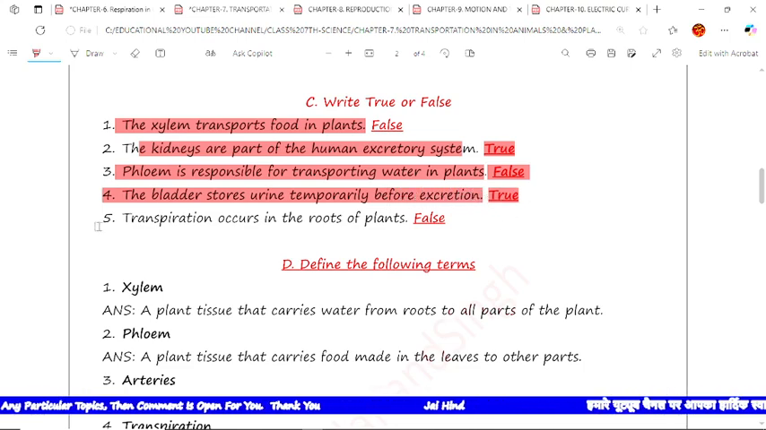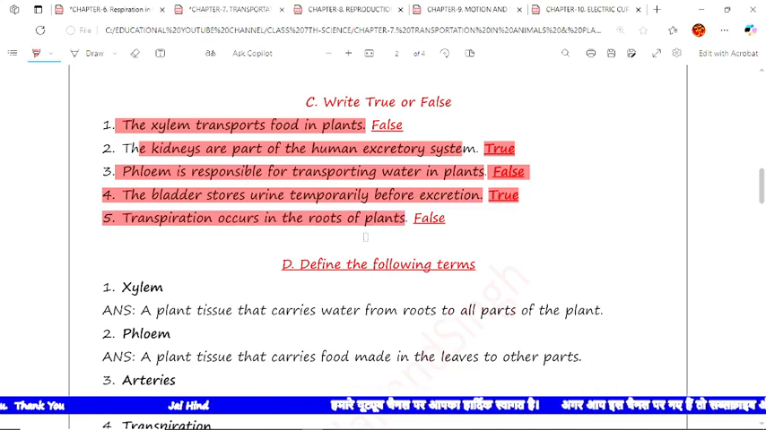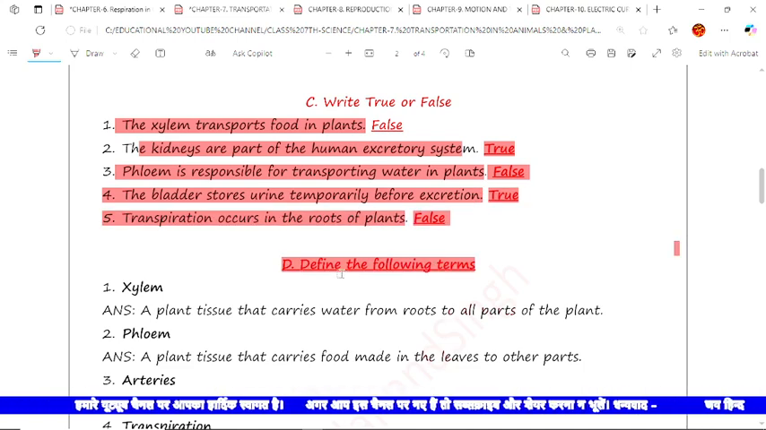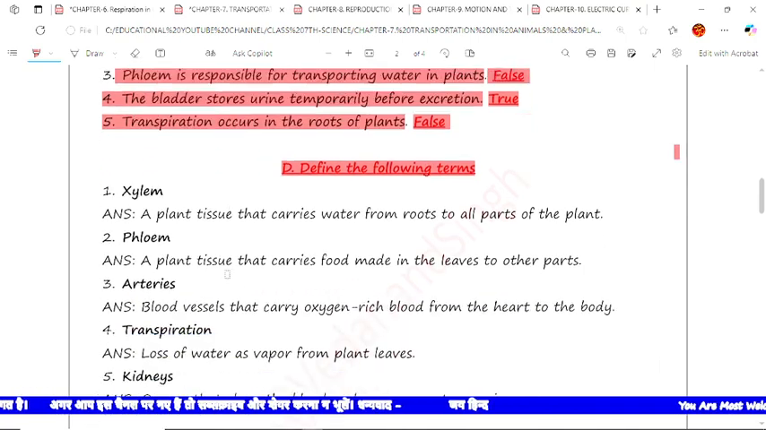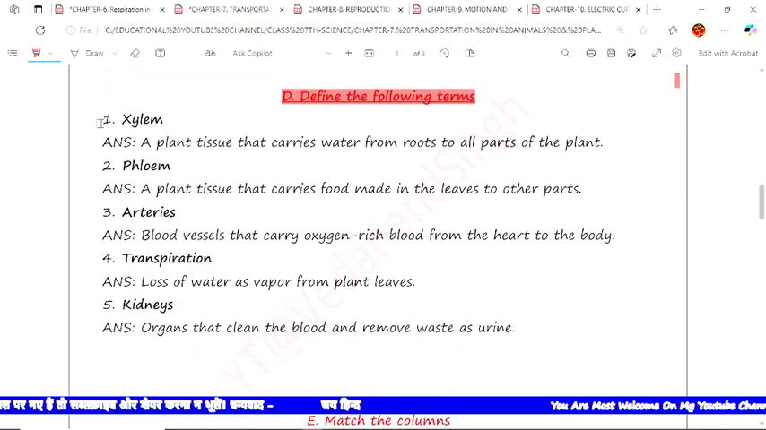Now the next is, transpiration occurs in the root of the plant. That is false. Now the next part of the question is, define the following terms. Some terms are given here and we have to define these terms. Now the first term is xylem.